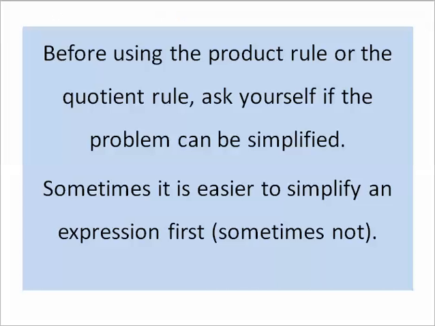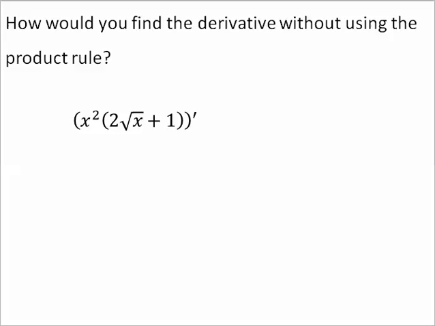Now, before using the product rule or the quotient rule, ask yourself if the problem can be simplified. Sometimes it is easier to simplify an expression first. Sometimes not. But you want to decide ahead of time. For example, the problem we just did can be done without using the product rule, though not all of them can. If you don't want to use the product rule, then just simplify the expression first.